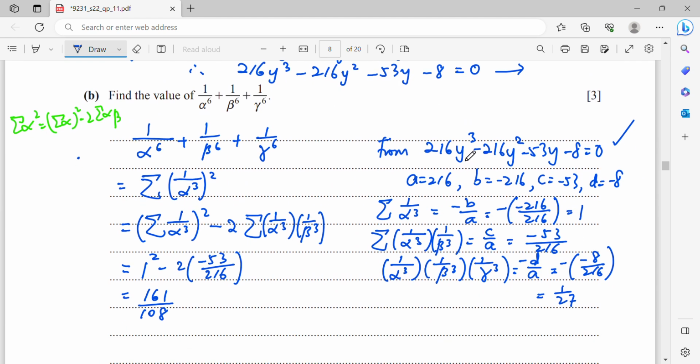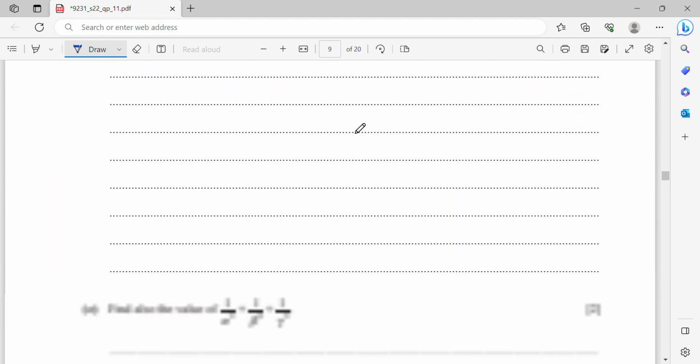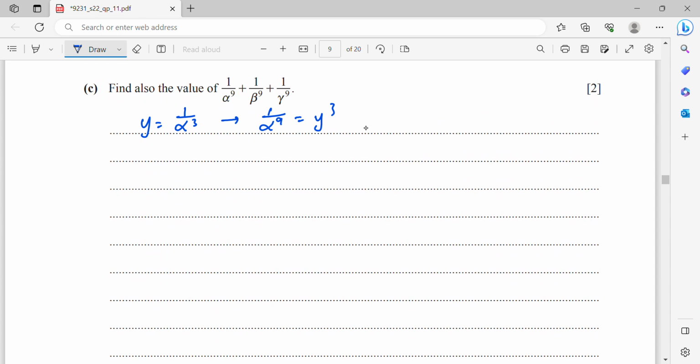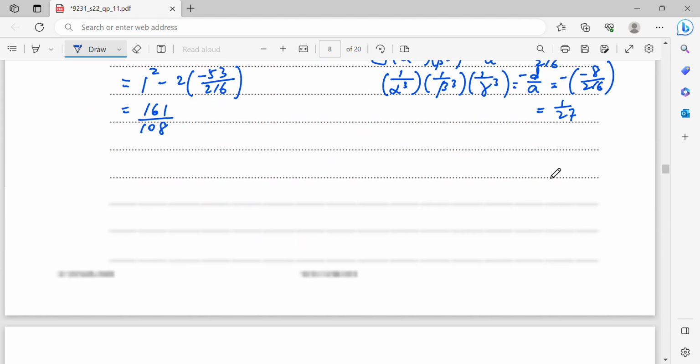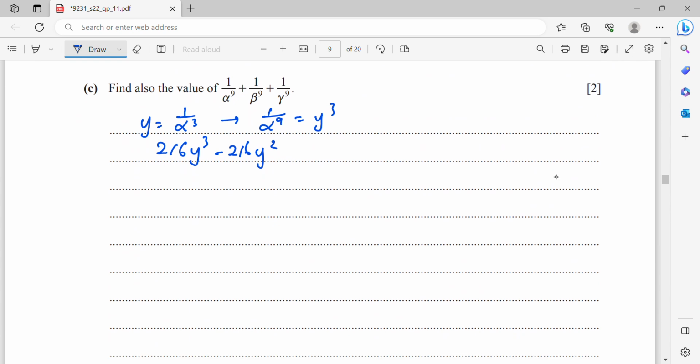I just replace my y by 1 over alpha cube, 1 over beta cube, and 1 over gamma cube. Then I am able to solve the equation. So I will rewrite now: 216y cubed minus 216y squared, then minus 53y minus 8 equals 0. So now my y cube is 1 over alpha degree 9.